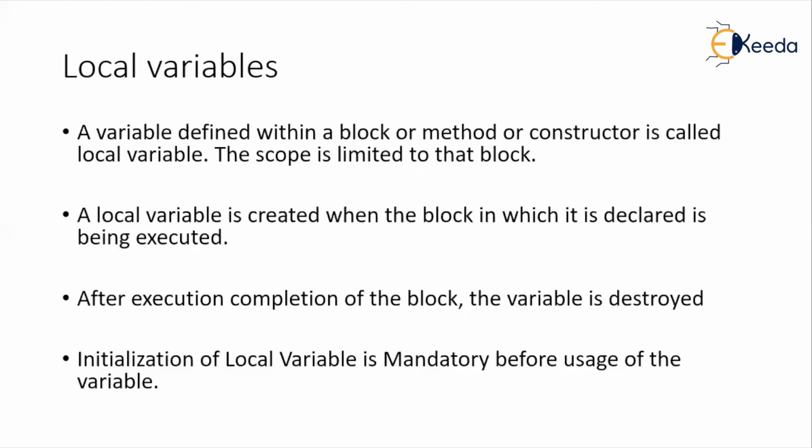Say for example, I have declared a variable within any block or within any method. That local variable is created whenever that block gets executed or the function is being executed. At that point, that variable will be created and it is destroyed as soon as that block execution is exited. And the most important point is that initialization of a local variable is mandatory before usage of the variable. Confused? Let's have a look at it through an application.